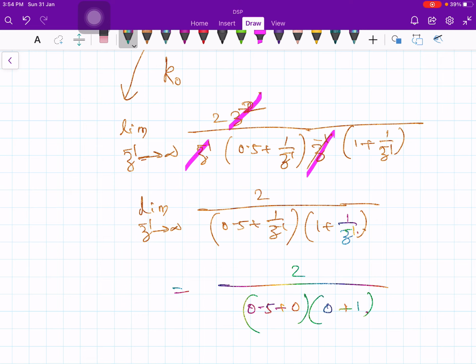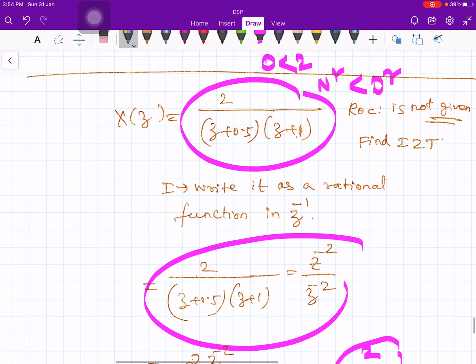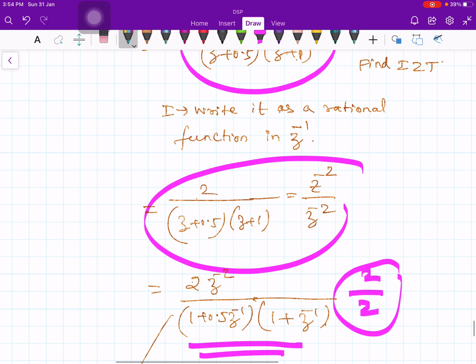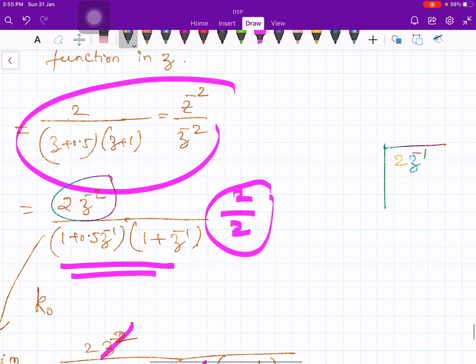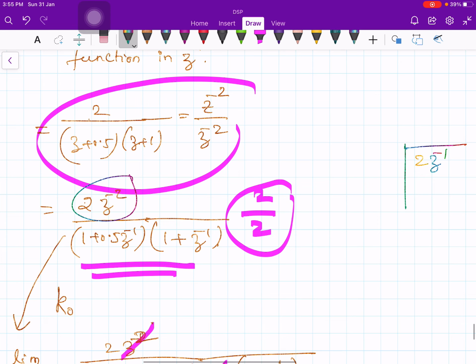1 plus 0. So 2 divided by 0.5 becomes 4. Therefore you take the long division. The numerator I have 2 times z inverse. And this side, if you multiply these two guys, the denominator, then you will get 0.5 z to the minus 2 plus 1.5 z to the minus 1 plus 1.